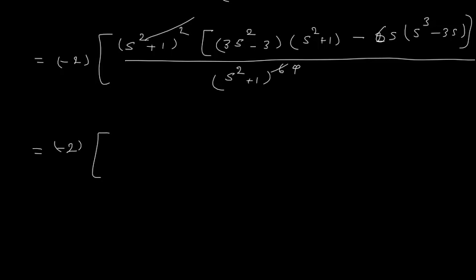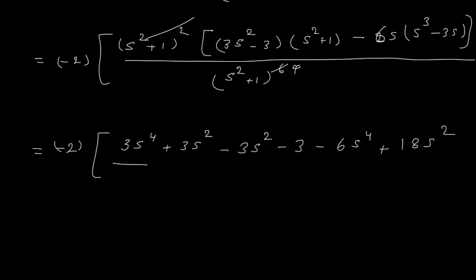into 3s square. Let us open the bracket. 3s square into s square is 3s power 4. Then plus 3s square. Then minus 3s square. Then minus 3, then minus 6s into s cube is 6s power 4, then minus minus plus, it is 6 3 the 18 s square, and whole divided by s square plus 1 the whole power 4.